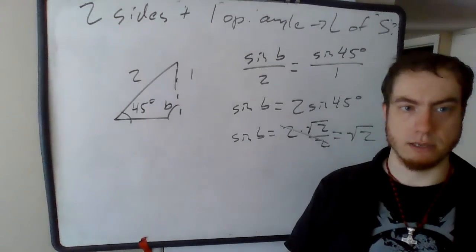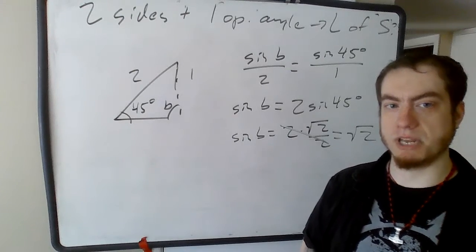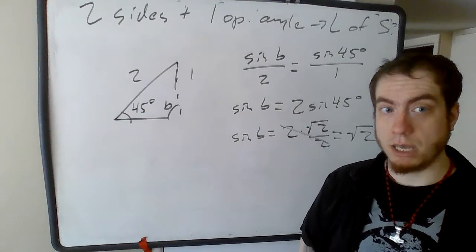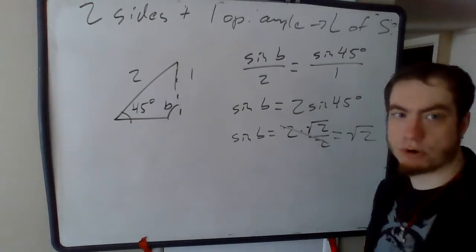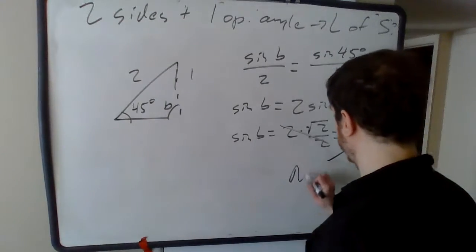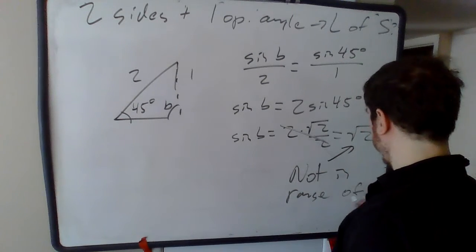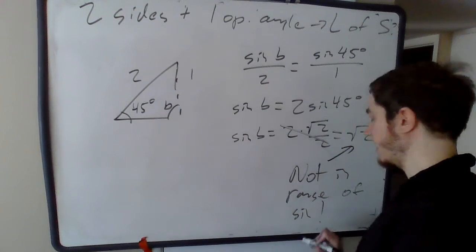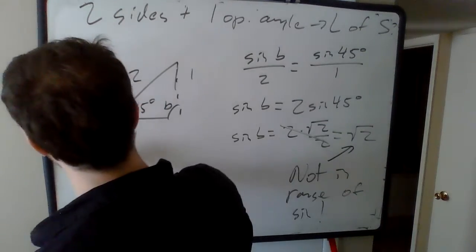We're all set, right? Does anybody see a problem with this? I'll give you a minute to think about what the problem could be. The problem is that there are no angles whose sine is the square root of 2. The square root of 2 is not in the range of sine. That means this is impossible. This is an impossible triangle.